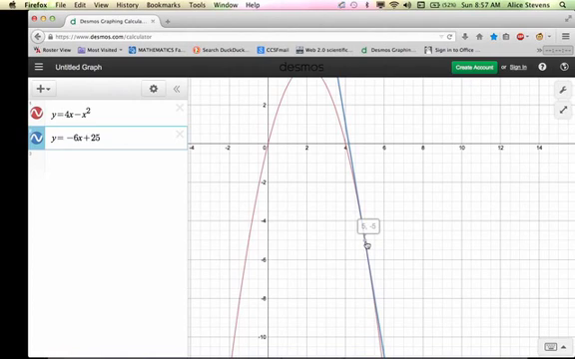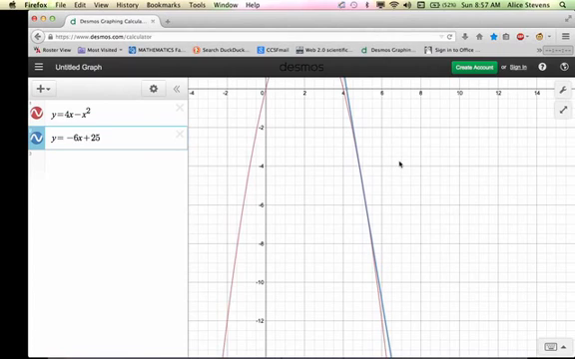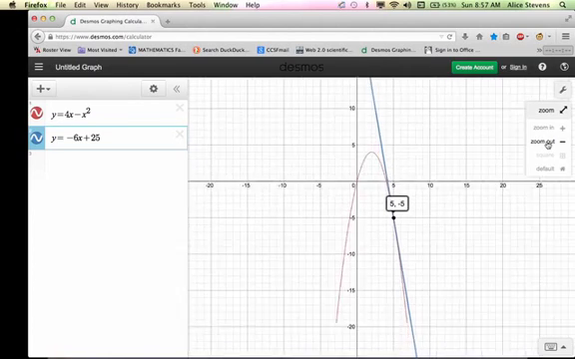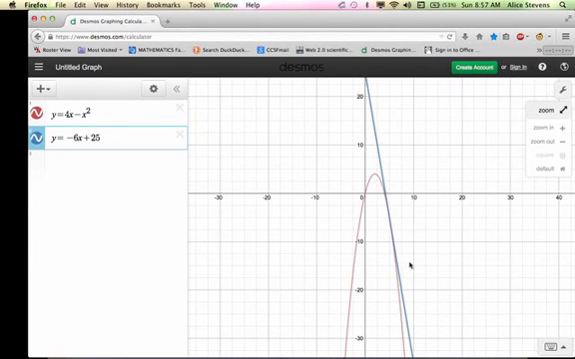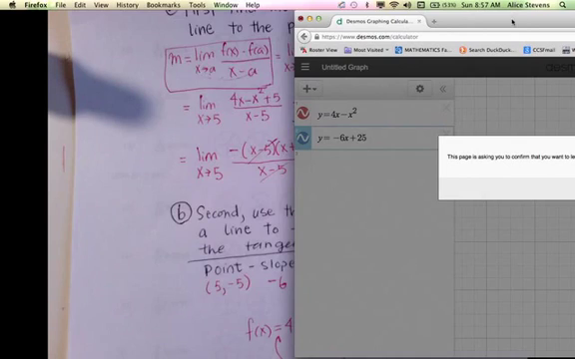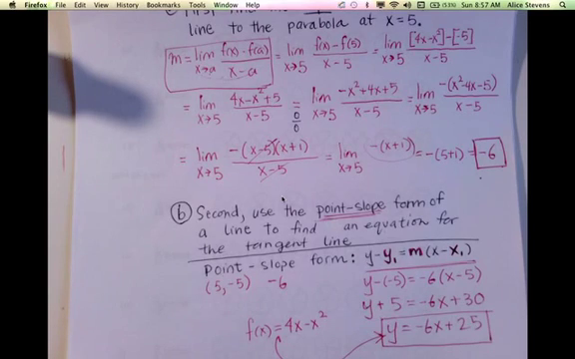And you can see here, here's the point (5, negative 5), and it does indeed look like this is the tangent line to my parabola. You can see right here the tangent line, and let me try to zoom out for you. And there we have it. There's the tangent line. There's the parabola. Okay.